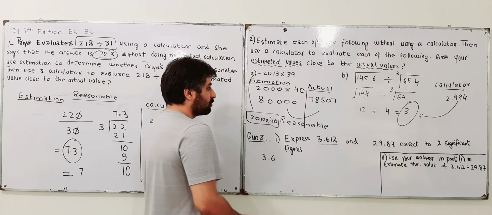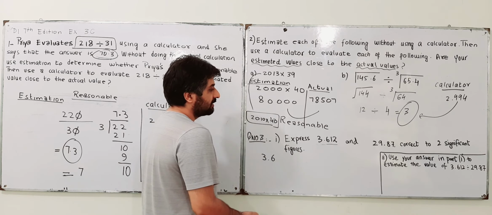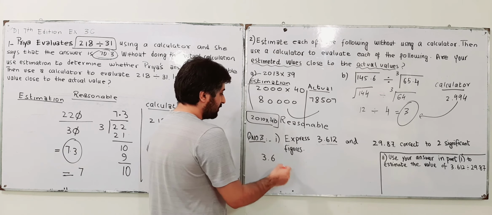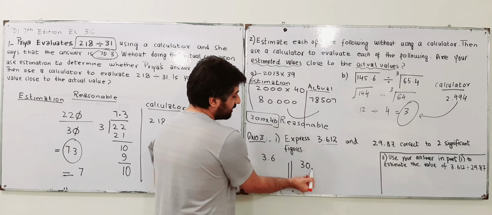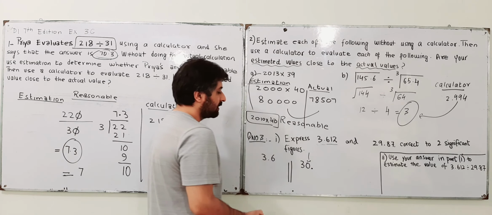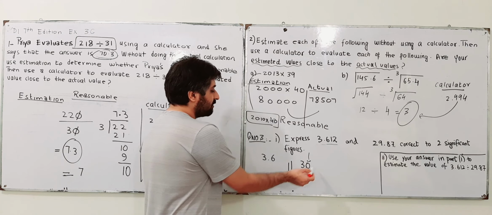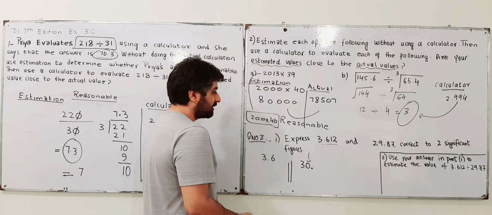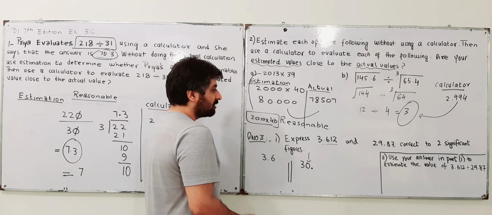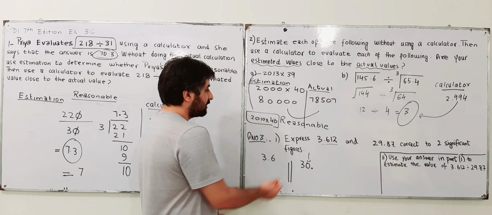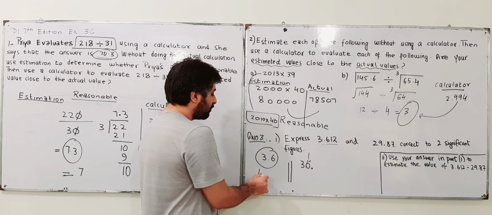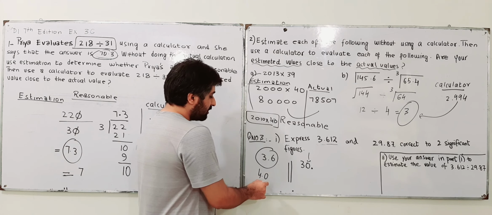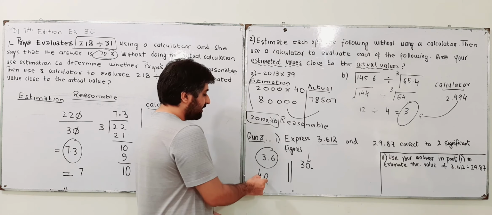What about 29.87? You can round it off and write it as 30, and you should have a decimal at the end, because a decimal at the end will make this 0 significant. This is a trailing 0, and a decimal anywhere in the number will make it significant. So 3.612 and 29.87 correct to two significant figures can be written as 3.6 and 30., where the 0 is significant because I have a decimal over here.